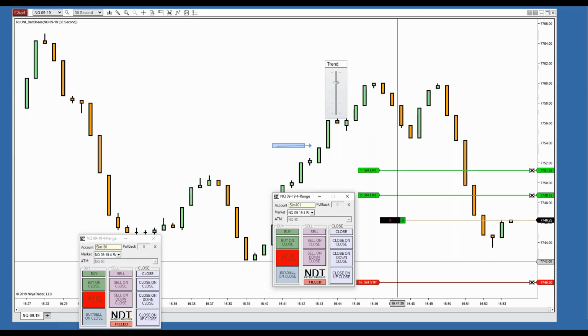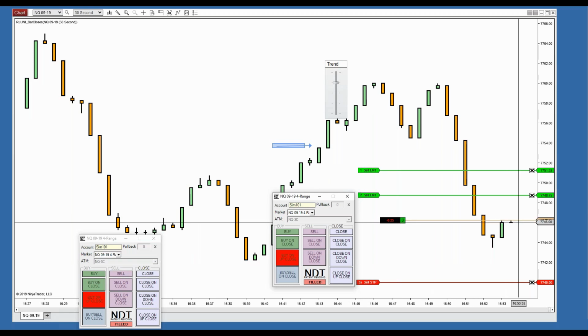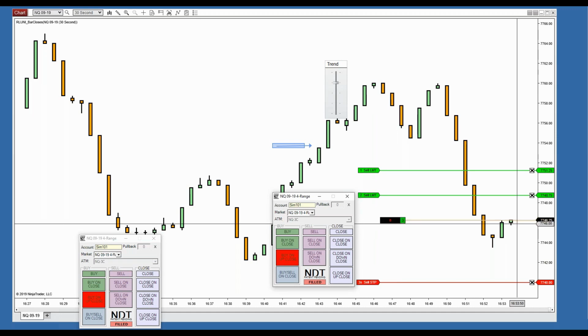There it is. And that's an exact entry. Actually, there's the entry. It pulled back a tick. If you configured that 1 tick pullback, it came back 2, and up it goes.